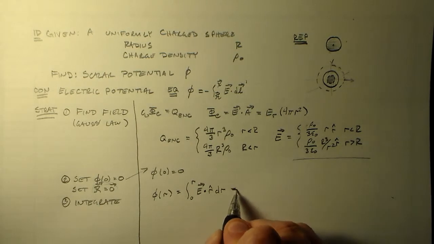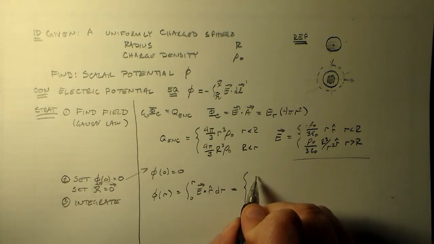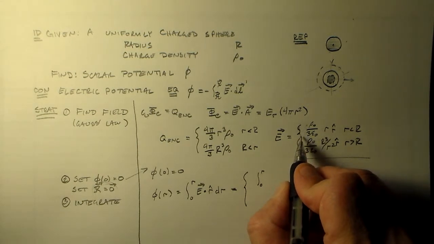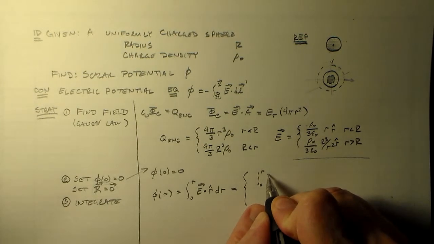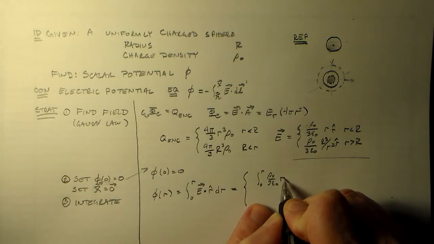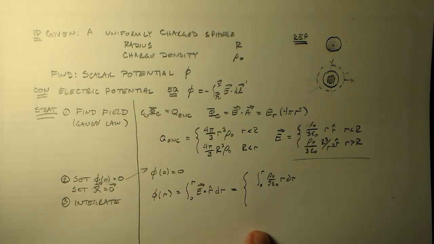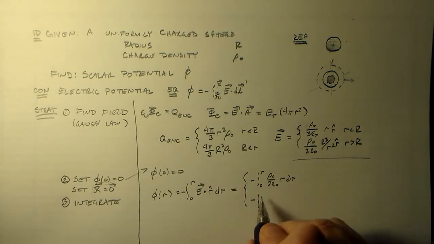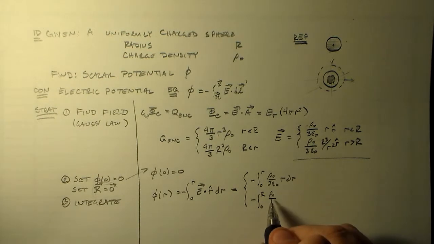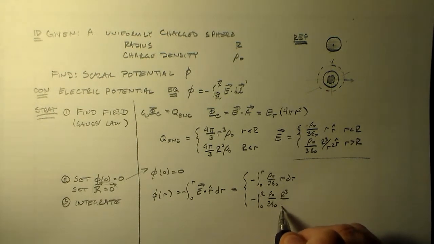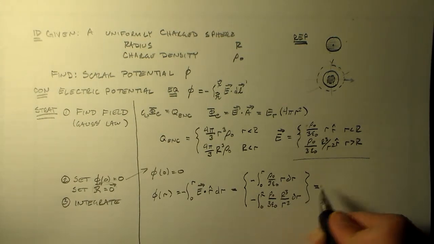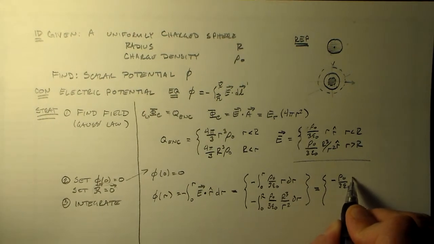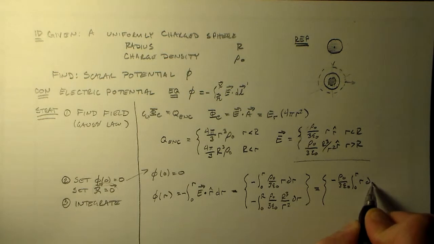Okay, so now, because of that, we end up with two cases, right? We end up with the integral from 0 to r of this rho naught over 3 epsilon naught r dr, right? And we end up with a minus sign, integral from 0 to big R of rho naught over 3 epsilon naught big R cubed over r squared dr, right? And so that, when we pull out the constants, is minus rho naught over 3 epsilon naught times the integral from 0 to r dr.